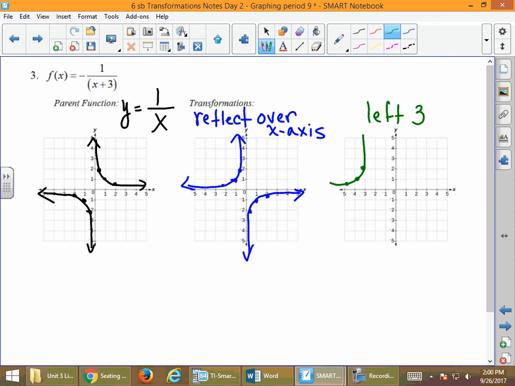So we get this. And then we have our other branch. (1/2, -2) is going to move 3 spaces to the left. And (1, -1) is going to move 3 spaces to the left. And (2, -1/2) is going to move 3 spaces to the left. And there's our picture.